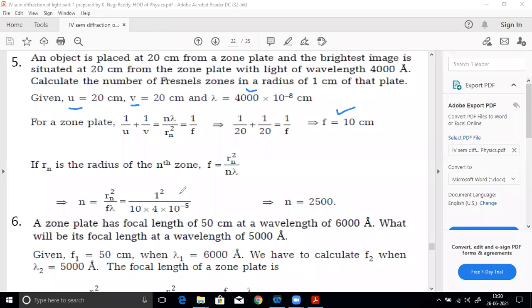Look at some important problems. Even in your semester exams, problems on zone plates are very important. Problems on zone plate are very important from the examination point of view.